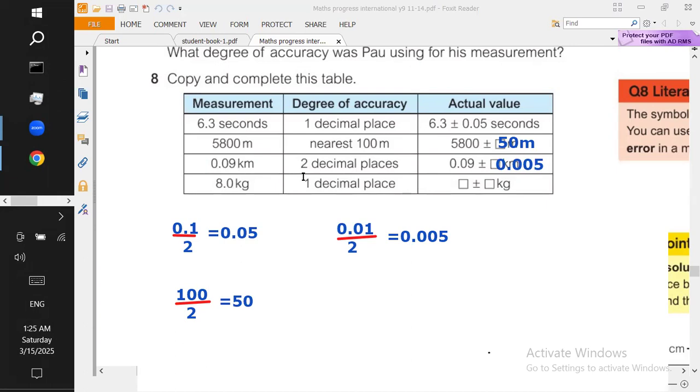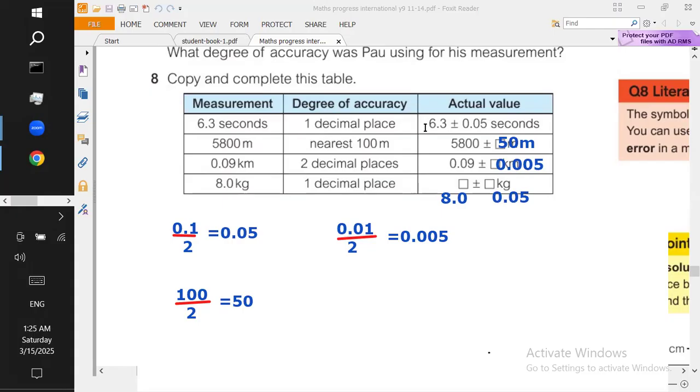Now, same idea here. We have 8 kilograms to one decimal place. One decimal place is the same as this one. So we're going to take 0.1 divided by 2, which gives me 0.05, and then add it and subtract it to the original. So this one will be 8.0 plus minus 0.05. And that's the idea of answering a question like this.